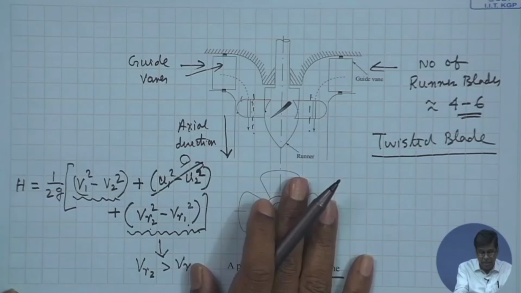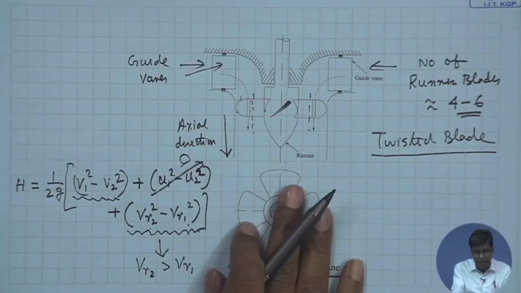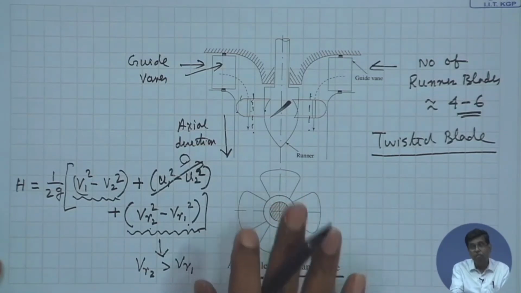So, this is the axial flow turbine, and this is suited for very high specific speed and low head available at the inlet to the turbine.